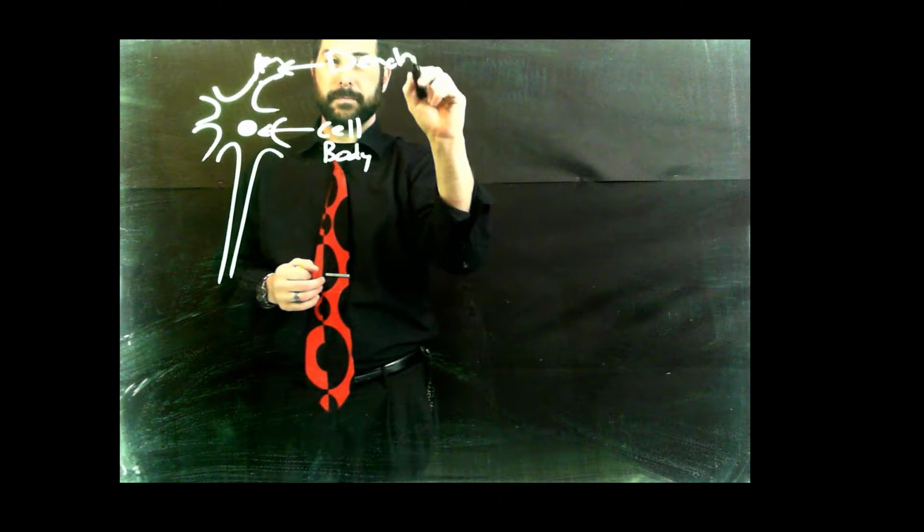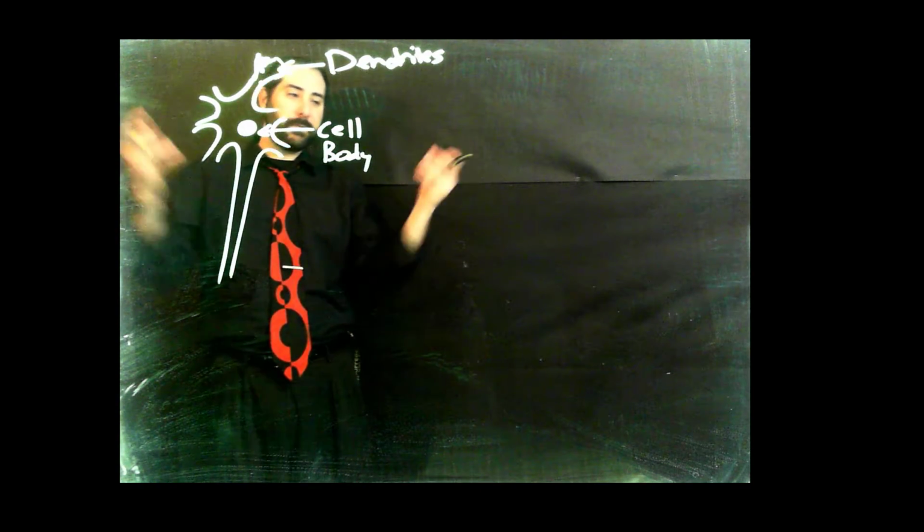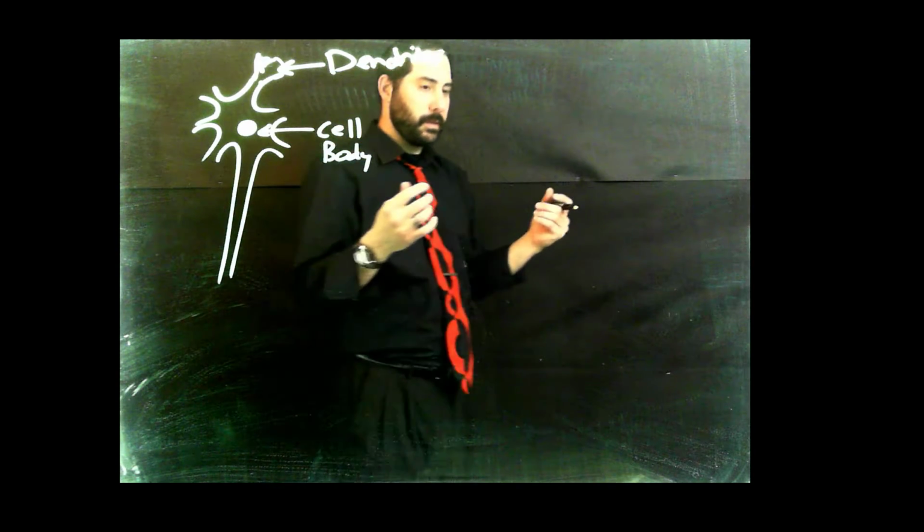These little projections that are coming up off of here and attached to other cells, these are called dendrites. There we go, sorry about that. So the job of a dendrite is actually to receive information from other cells, and it's going to take that information and put it into the nucleus, and then the nucleus is going to decide what it needs to do.